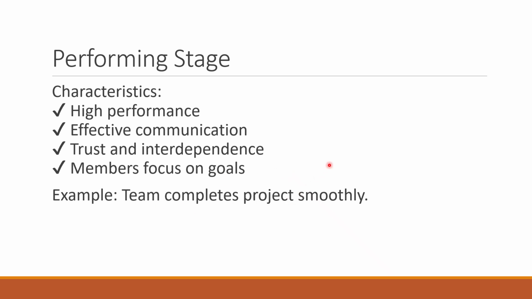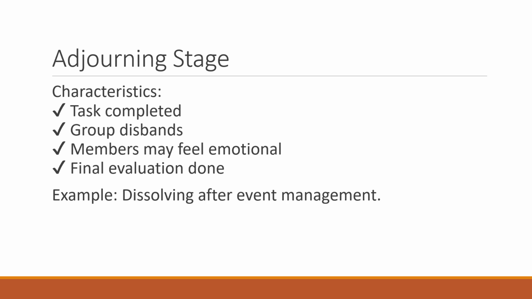We can take an example here of a sales team that has worked together for months. They execute the strategies smoothly and consistently, and they achieve their targets. Similarly, an event management group in college coordinates flawlessly during the actual event. Now, this is the stage every manager aims to achieve. Why? Because the group here delivers exceptional results.